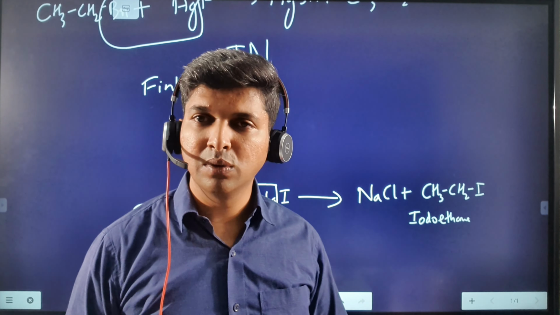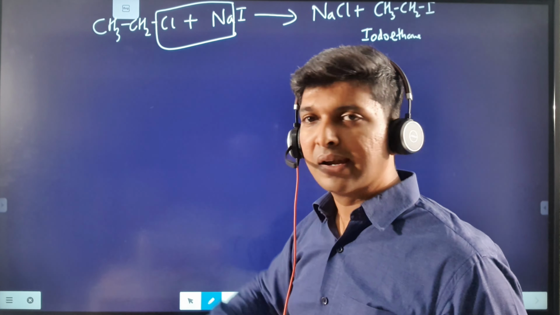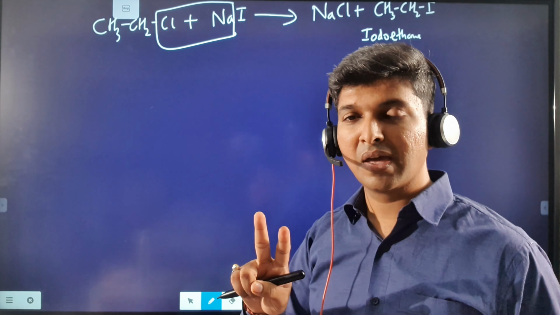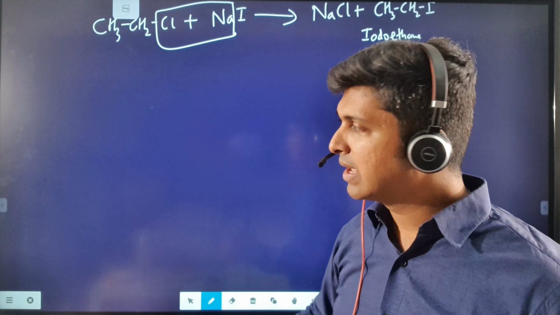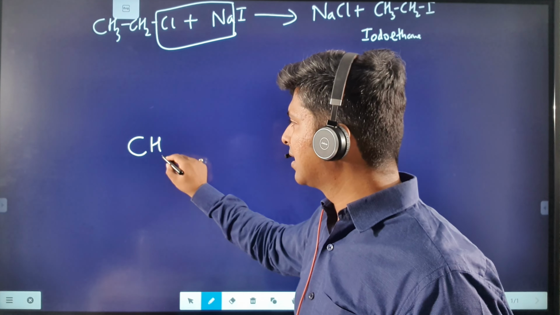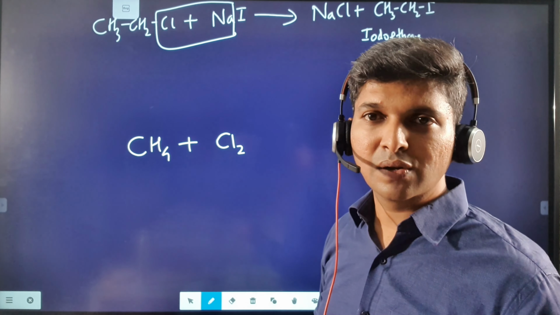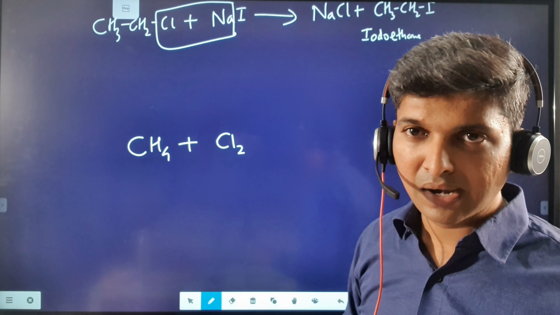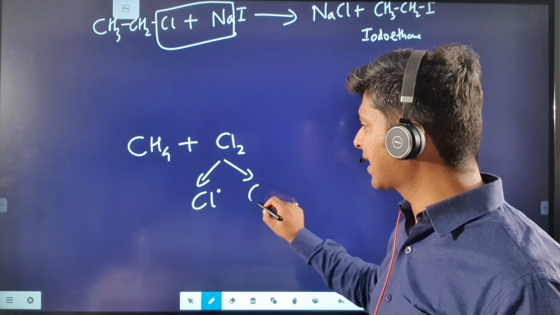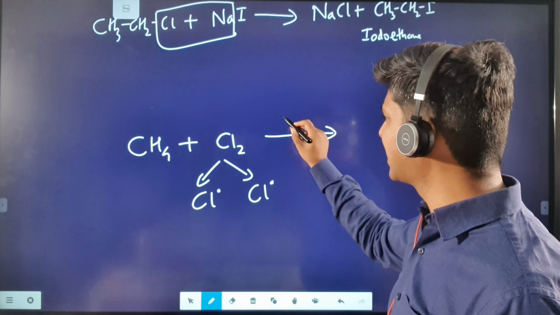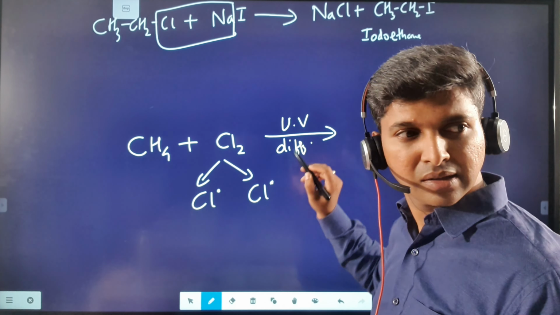Now moving to the last part of preparation of haloalkanes. We have done it from alcohols, from halogen exchange, and from alkenes. Now the last part is halogenation of alkanes. It is simply taking an alkane and adding Cl2. You have done this reaction in your 10th standard as well as in your 11th standard. So what do you do here? This is a free radical mechanism. The chlorine will split into chlorine free radicals with the help of UV light or diffused sunlight.